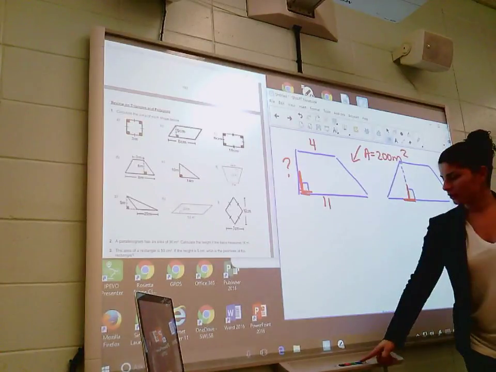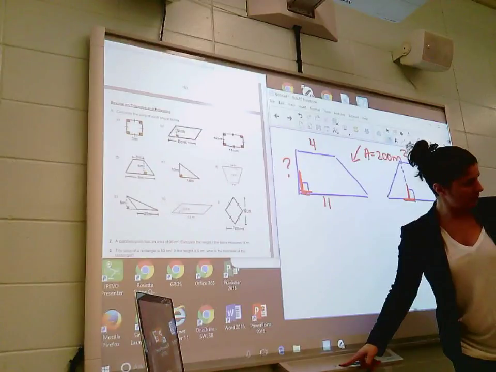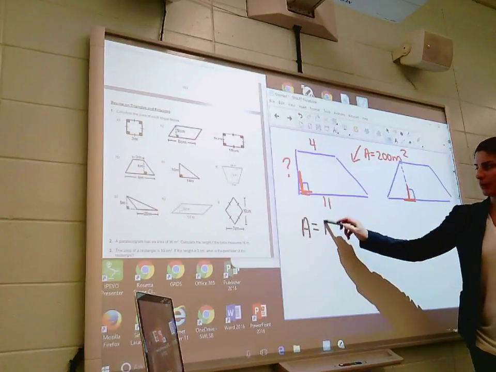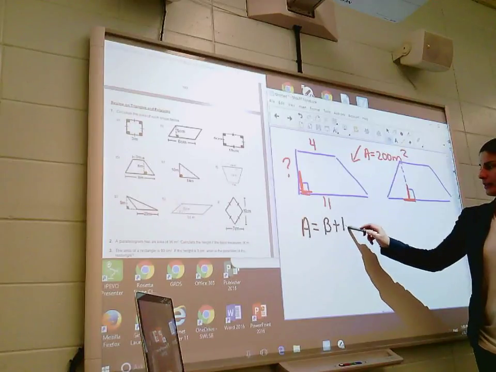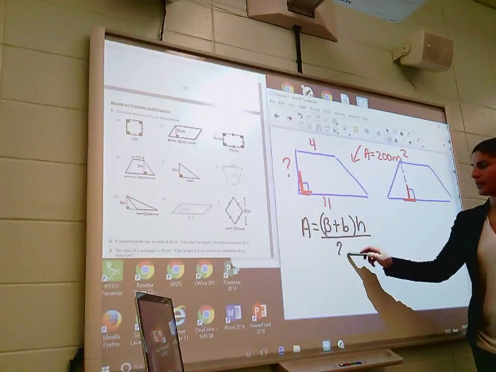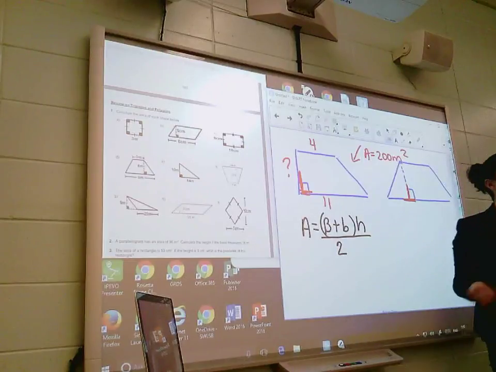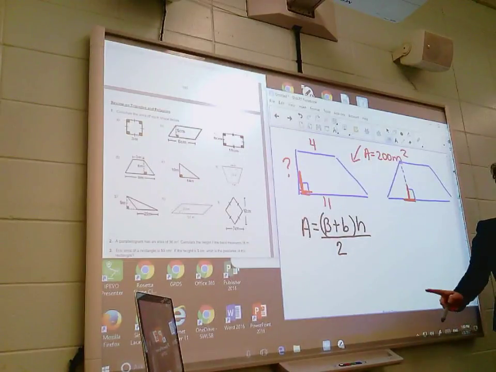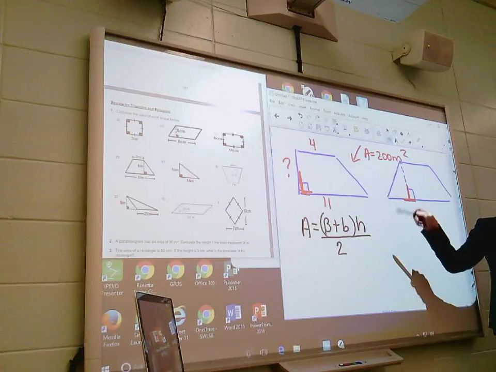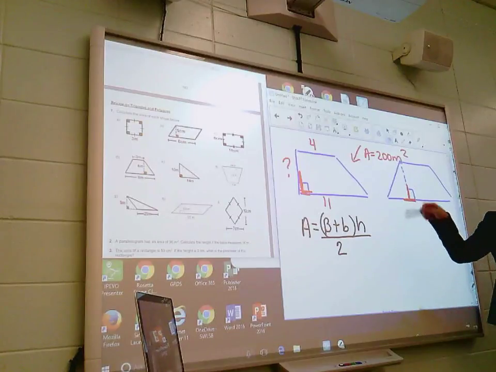So I'm going to put the formula of area equals big base plus small base times the height divided by 2. This is still all grade 7, although I did go over it all yesterday. So if you want to put it on a memory aid, go for it. What do we know about this formula? What do we know?